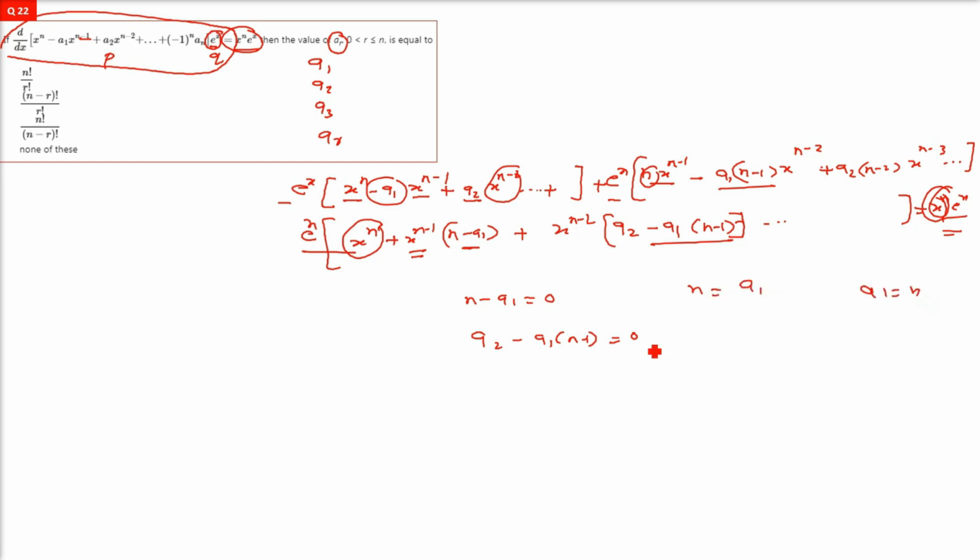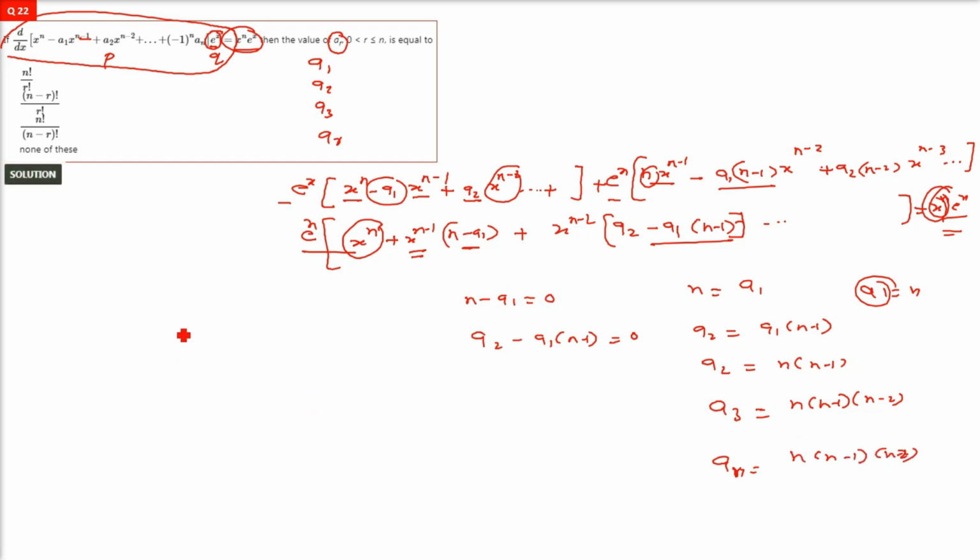The second term, just replace a1 by n. So you'll get a2 as a1 into n minus 1. So a1 is this, a2 is this. When you do the a3 term, it will be n minus 1, n minus 2. I'm not doing it in the short form because you know already, if you are aware of the binomial, then this is quite simple for you. Then we have an will be n minus 1, n minus r minus 1. That will be the final term or rth term.